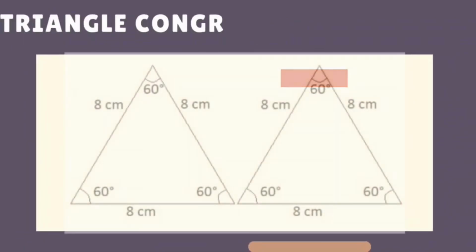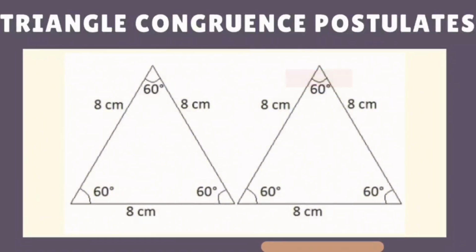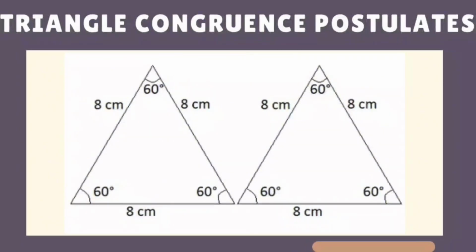Today, I will be discussing a fundamental concept in geometry, the triangle congruence postulates. These postulates help us determine when two triangles are exactly the same in size and shape. In other words, when they are congruent.